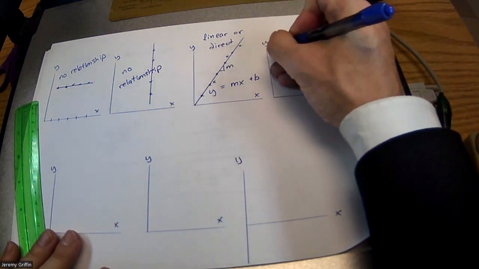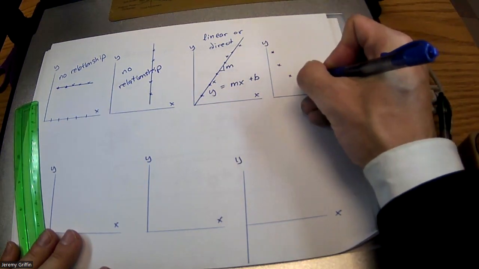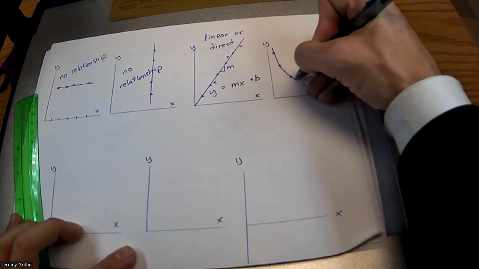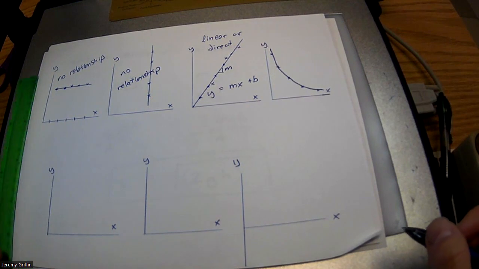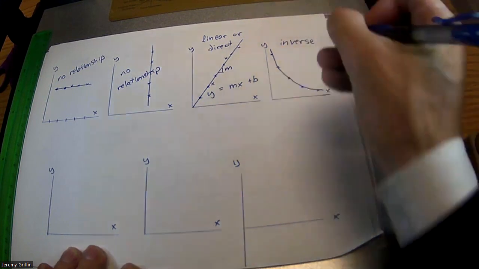What if you do this? What if you start off with a small x value and get a huge y value, and then the bigger you make x, y gets smaller and smaller. So the curve of best fit would be something kind of like this. What's that relationship called? It starts with an I. You guys think an inverse relationship?